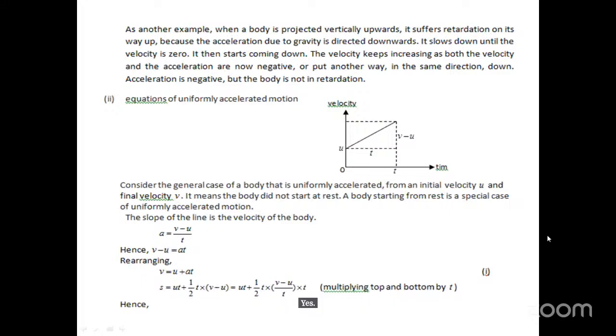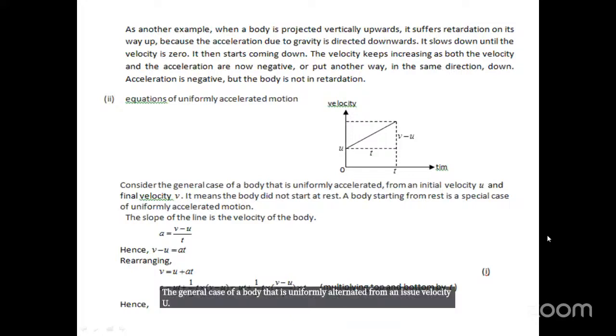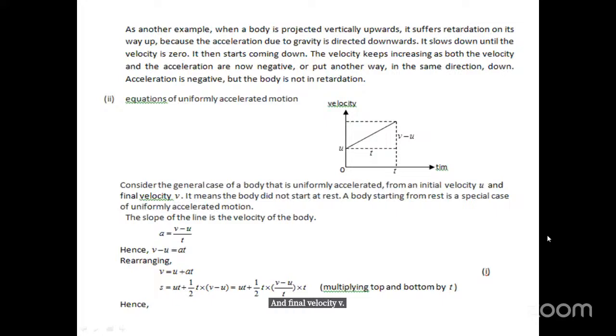Now consider the general case of a body that is uniformly accelerated from an initial velocity U to a final velocity V. It means that the body did not start at rest. The body starting from rest is a special case of uniformly accelerated motion. Why is this body uniformly accelerated? V versus time is a linear graph. The slope of the line is the acceleration of the body, right? What is the slope? V minus U over T. Hence, acceleration A equals V minus U over T, so V minus U is equal to AT, and V equals U plus AT.